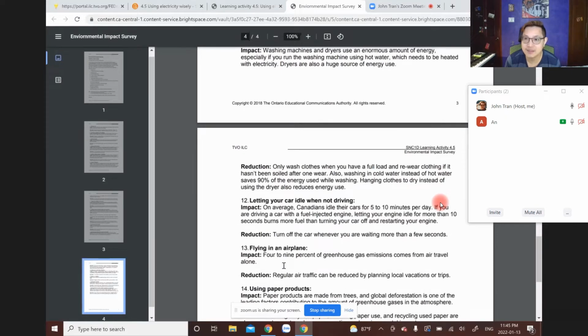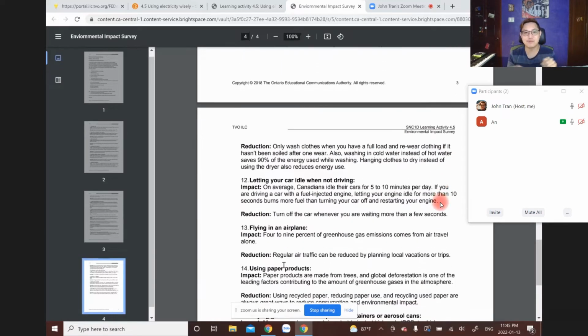So it means if you let it operate, boom, boom, boom, it basically eats up more energy, more fossil fuel. Then you just turn it off and restart your engine. Turn off the car whenever you're waiting more than a few seconds.